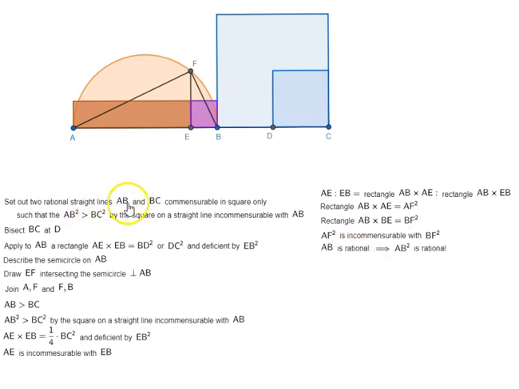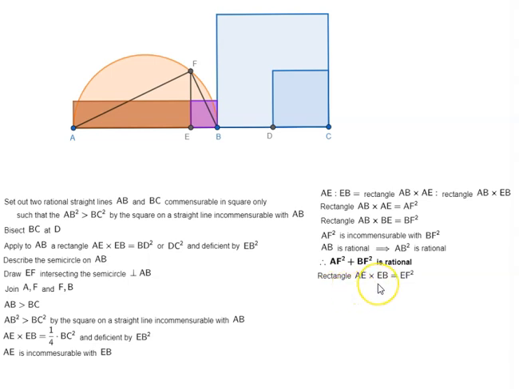AB is rational. That means AB square, the square on AB, is rational. Therefore, AF square plus BF square is rational. Again, why? Because AB square is equal to AF square plus BF square. So if AB square is rational, AF square plus BF square is also rational.